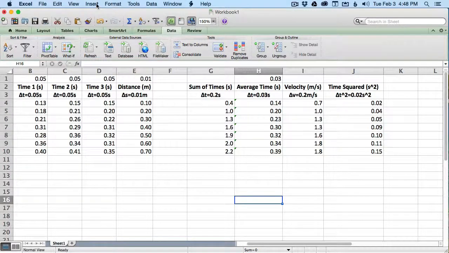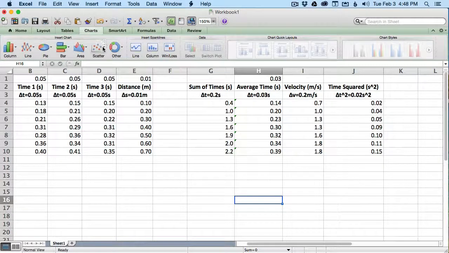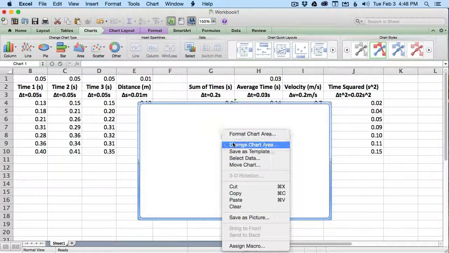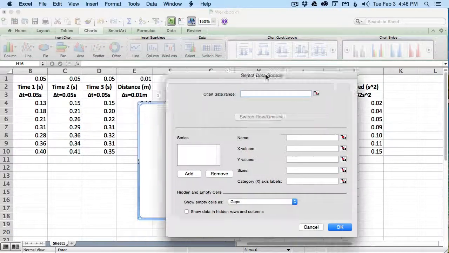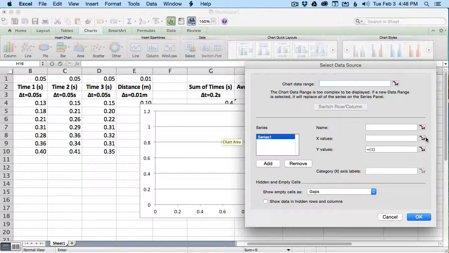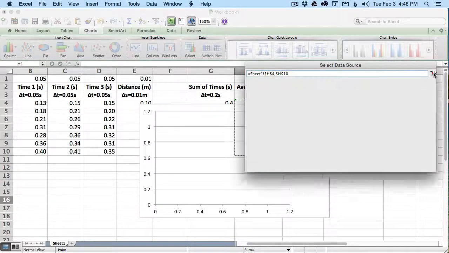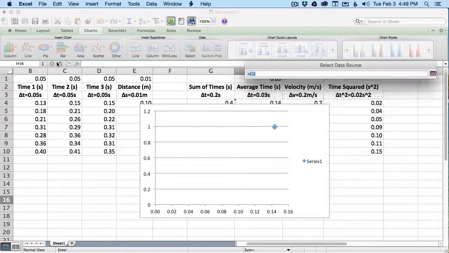So what I'll do is I'll just insert a graph. Now there's different ways you can do this in different products. I just do a simple scatter plot. And I'm going to select data. Now my data sources, I'm going to add a series of a set of points. My x values are going to be the times. Average times. I can't quite see them, but I think that'll get them. And my y values will be the distances. I think those are them right there.